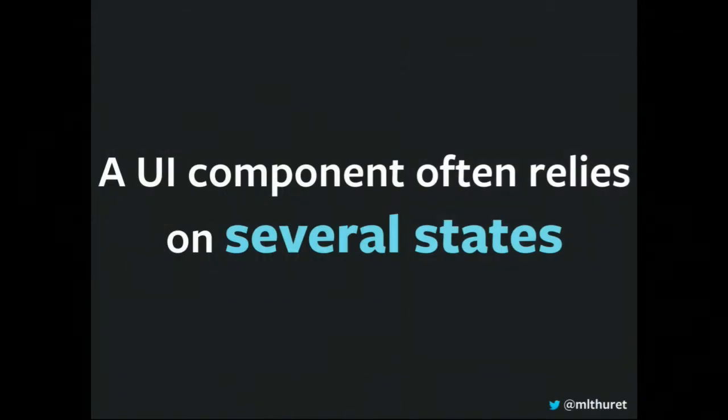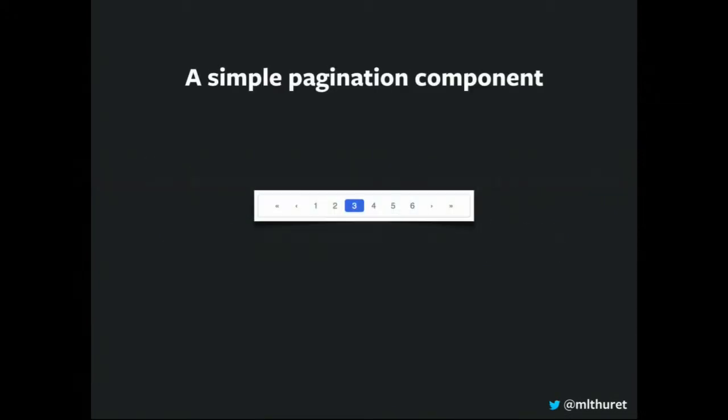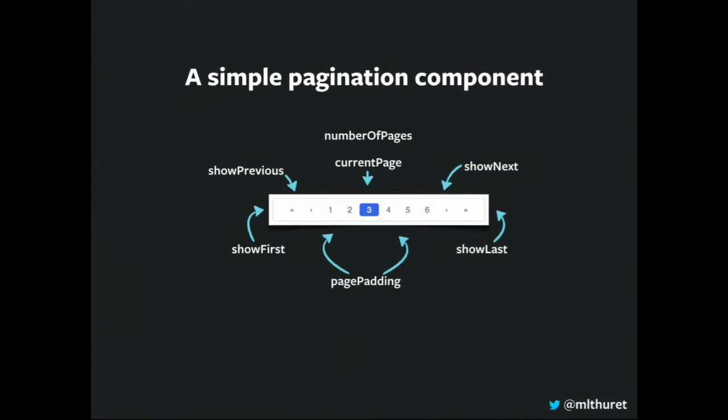As you may know, UI components often rely on several states. Those states come from their internal state, or also from their props. If you take this simple component, a pagination one, it's something I deal with every day. It's simple, right? But if you pay close attention, it has a lot of props.